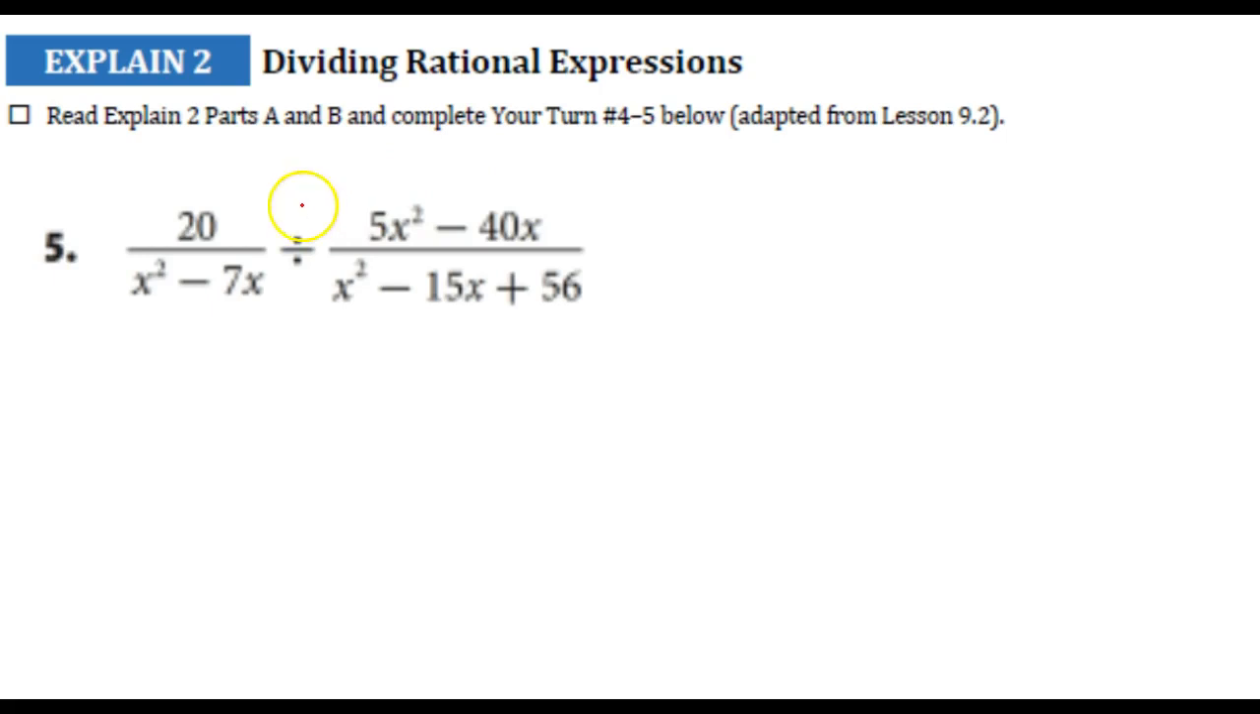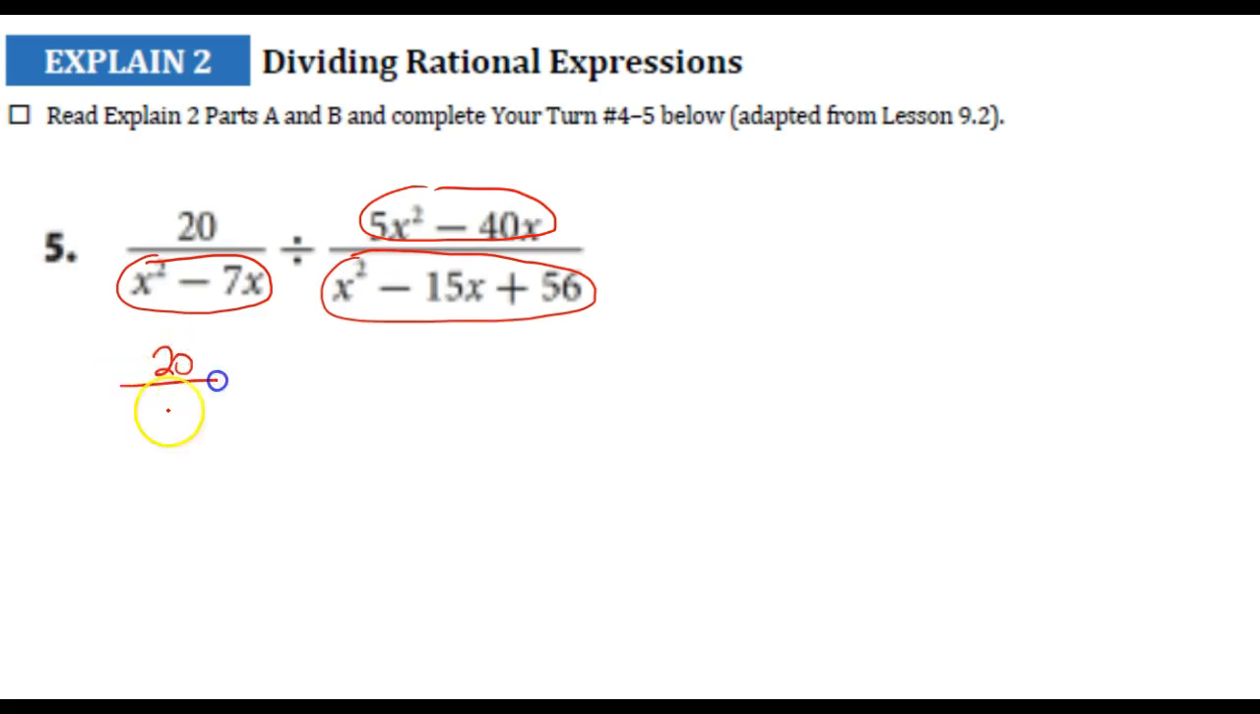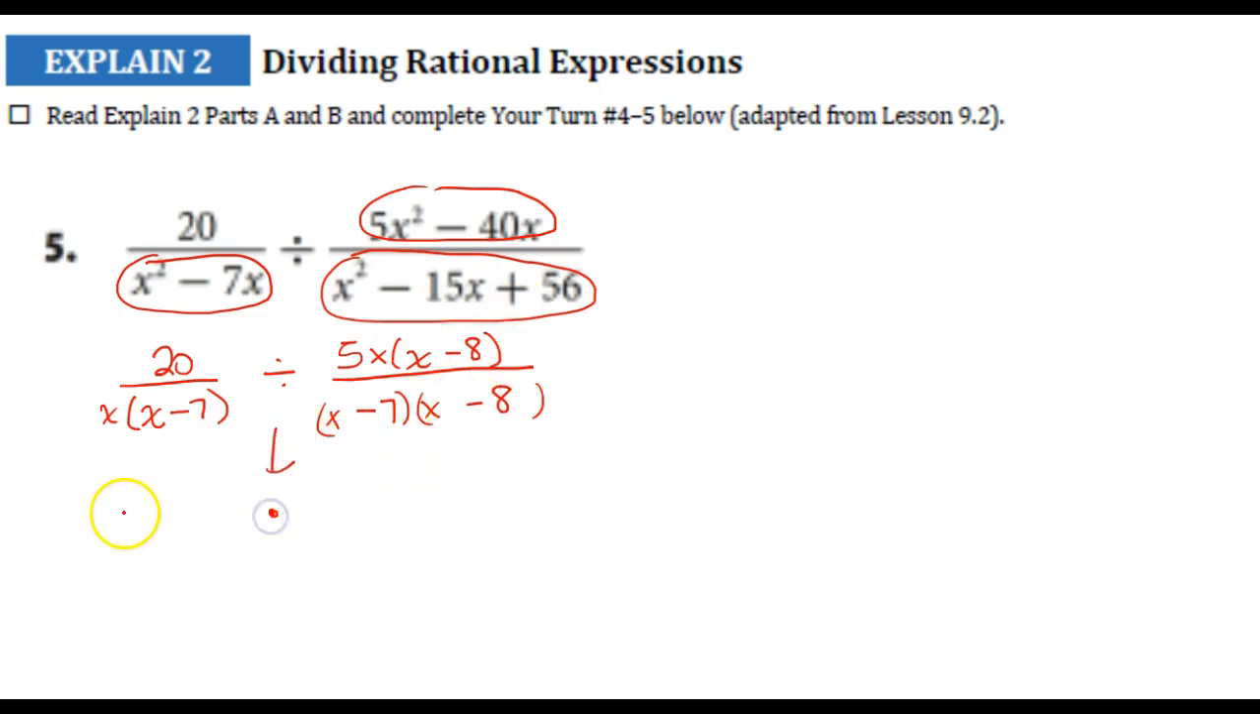Alright, moving right along to number 5. I had students factor this, this, and this out. Pause if you need to, just to figure out what those factors would be. But I'm going to move right along. That would be x minus 7. Again, dividing, that would be 5x, x minus 8. And then for these factors, that would be x, and that would be, I believe, negative 7, negative 8 for those factors there. Change that to multiplying.